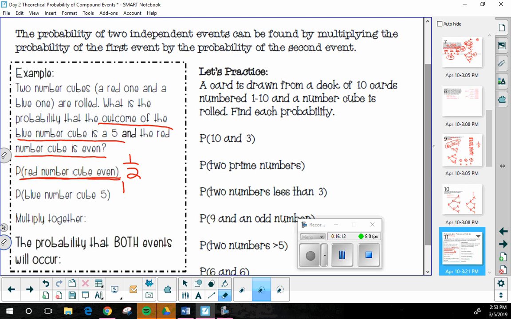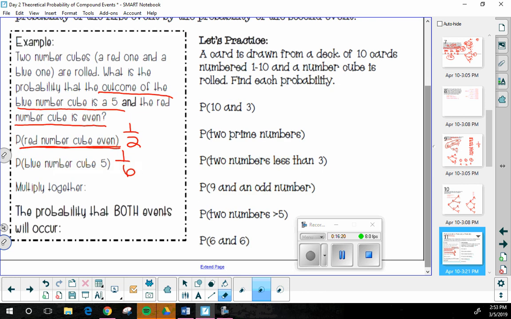1/6. So the probability of me rolling an even number on one dice and a 5 on the other is 1/2 times 1/6. 1/2 times 1/6 is 1/12. So I have a 1 in 12 chance of rolling an even on this dice and a 5 on the other. You just multiply the two events together. So let's go through this.